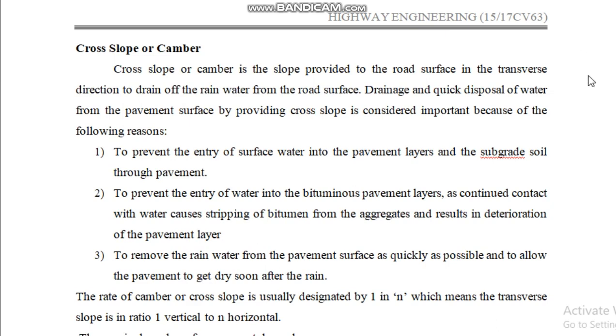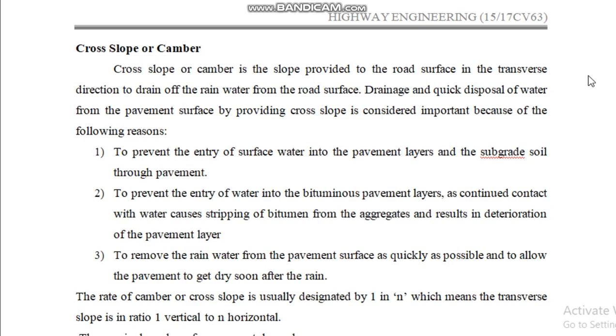The next cross-sectional element is cross slope or camber. The main objective of providing camber is to provide the drainage facility on the top surface of the pavement. Not only is camber provided for the top layer, but it is provided from the subgrade level itself.